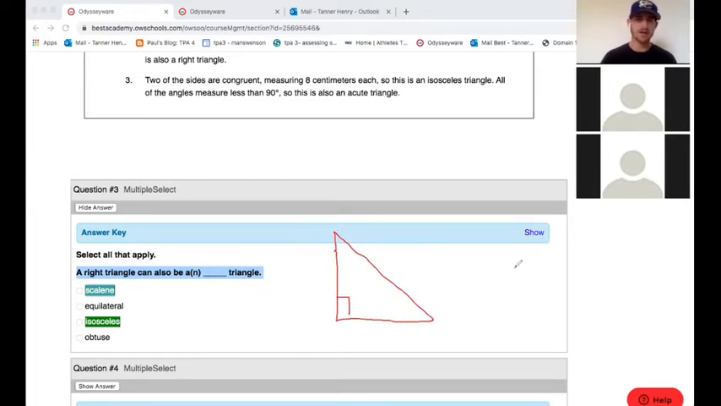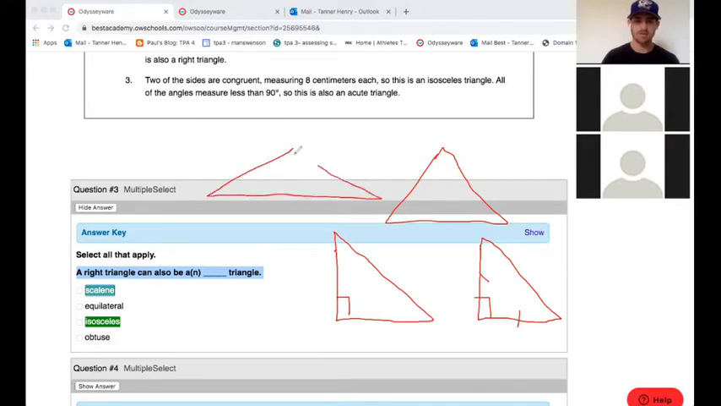It can be right. And isosceles could work too, because if I have two sides that are the same, say this one and this one, and then it goes up, these two that are the same, I could still have that. Equilateral wouldn't work because all sides are the same, so there's no right triangle. Does that make sense? And obtuse would need a bigger angle in there somewhere, so it wouldn't work.